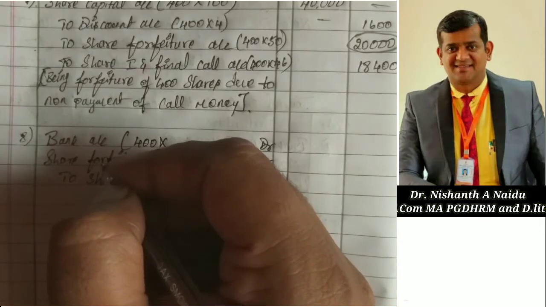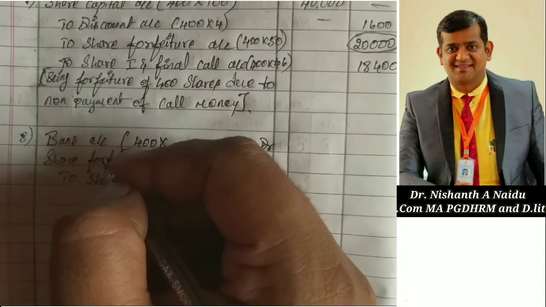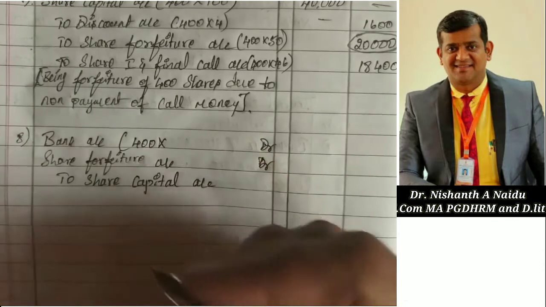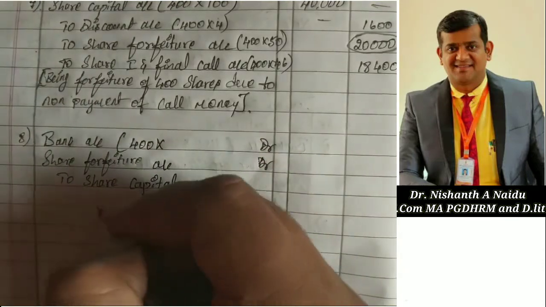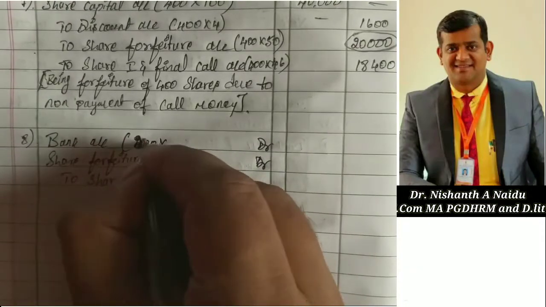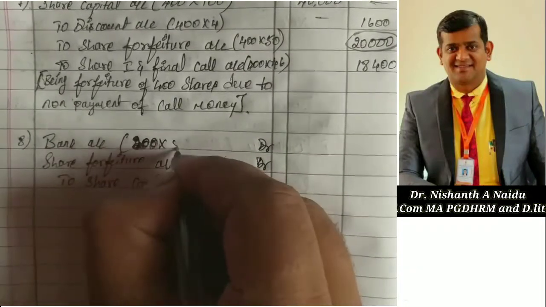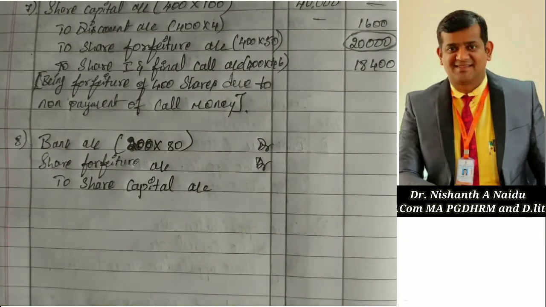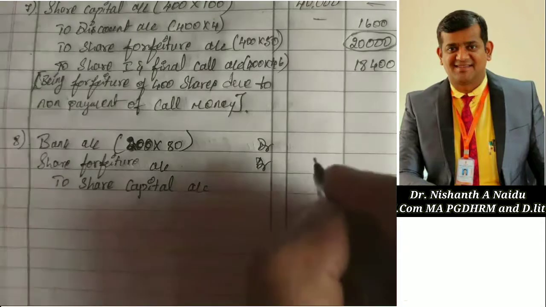See, here you have to understand one adjustment. Of the 400 shares, 200 of these shares were reissued. So only 200 shares have been reissued, not 400. So 200 shares have been reissued at rupees 80. So now calculate 200 into 80. That comes to 16,000.